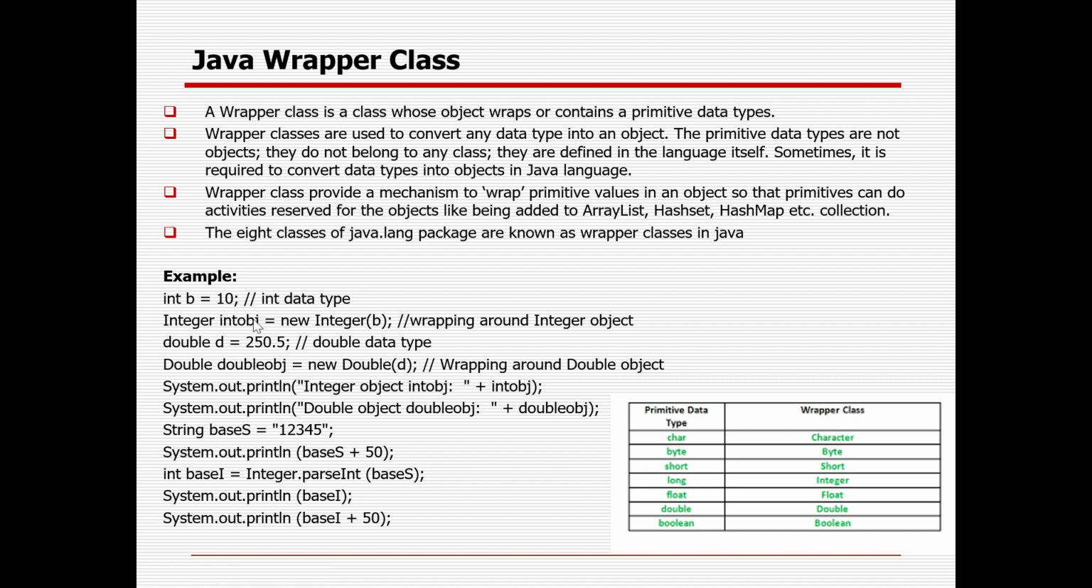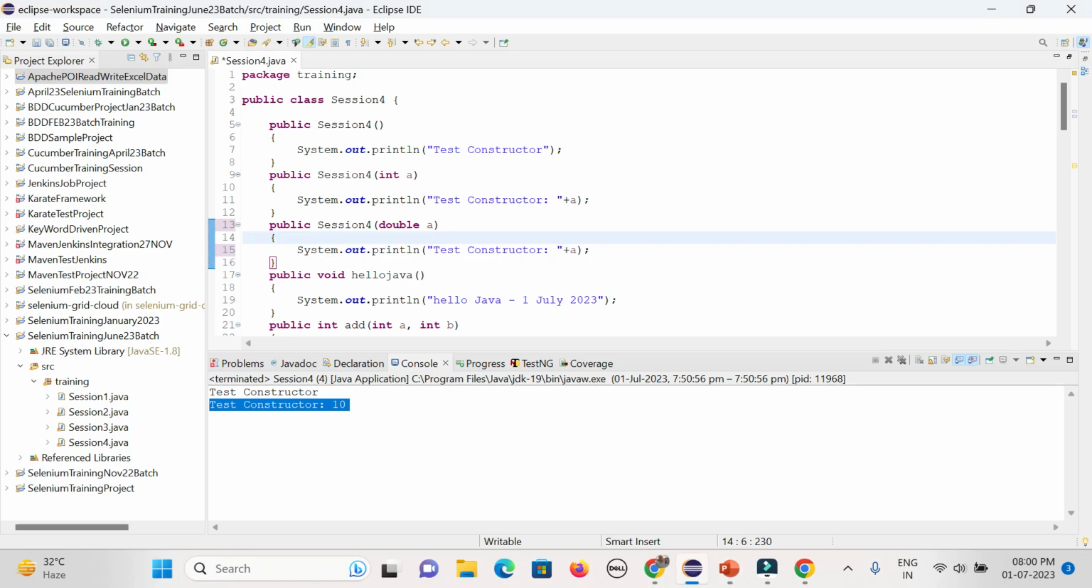We need to first convert those primitive data types to the wrapper class object. As an object, it will belong to a class. It will work in a similar way, but we need to convert them to an object. Object means it will be an instance of a class. Then it will work. Say, let's declare something.